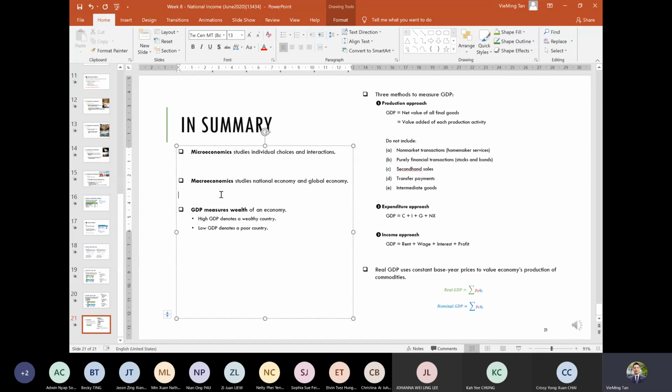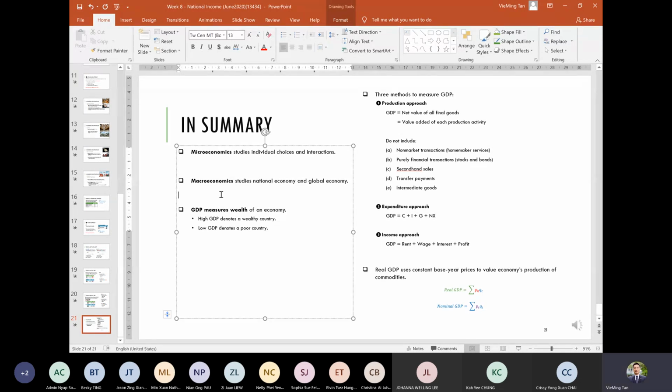So I repeat, there are three major macroeconomic issues that we are going to study in the next chapter, which are economic growth, followed by inflation, followed by unemployment. Unemployment means the rate of population who cannot get a job in an economy. Okay? So these are the macroeconomic issues.